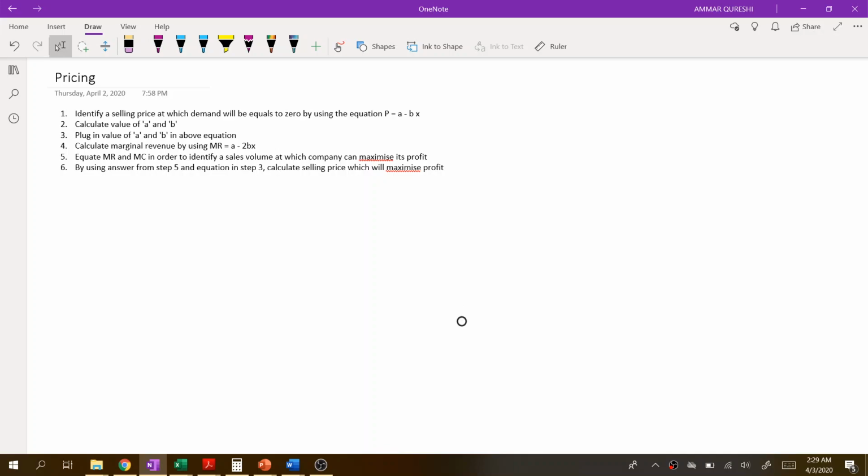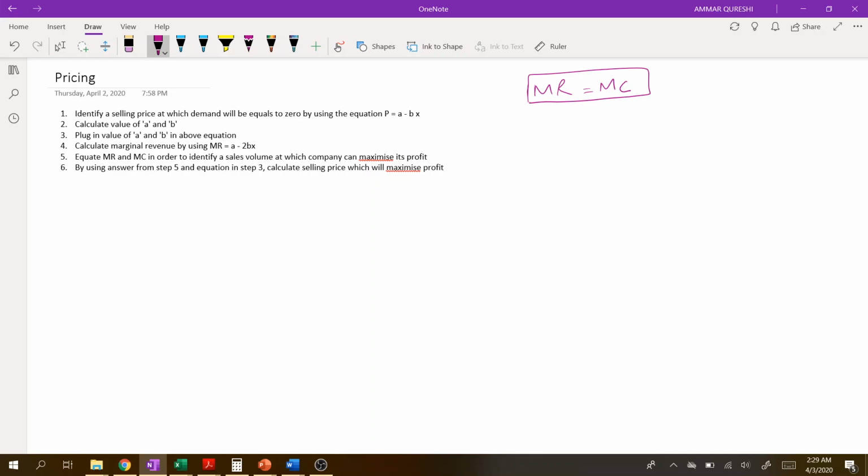We know that there is a cost plus pricing concept. There is a markup concept. There is a margin concept. But in this particular video, we are going to deal with another type of concept which you have already seen in your previous economics subject, where economists say that whenever marginal revenue is equal to marginal cost, at this particular point a company can maximize its profit, right?